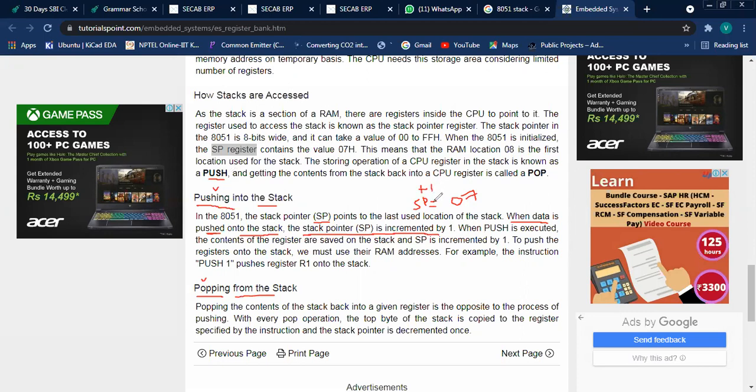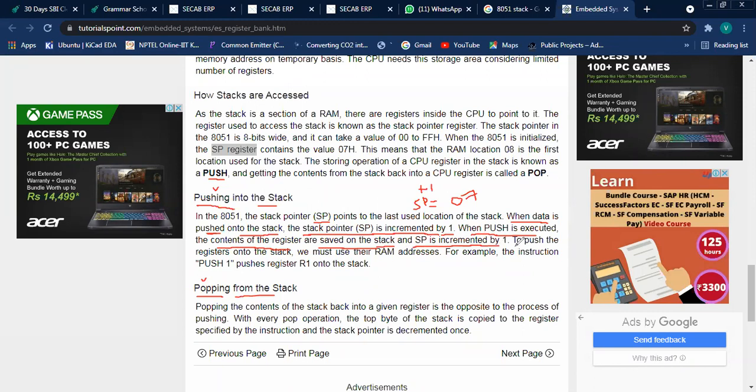the SP value by 1, and then whenever push is being executed, the content of the register, whatever data we are going to store upon the stack, is saved on the stack, and SP is incremented by 1.